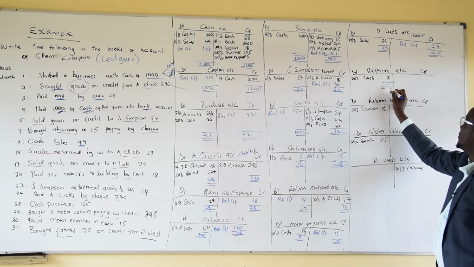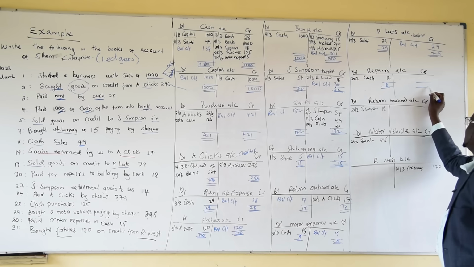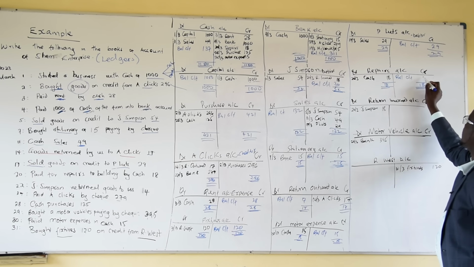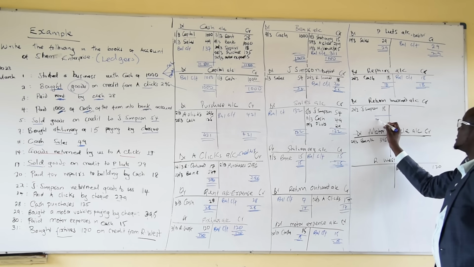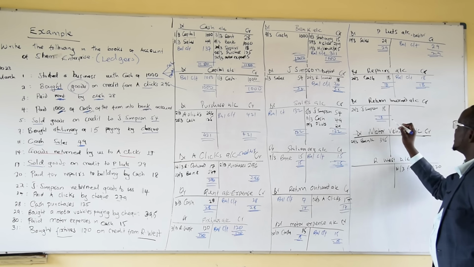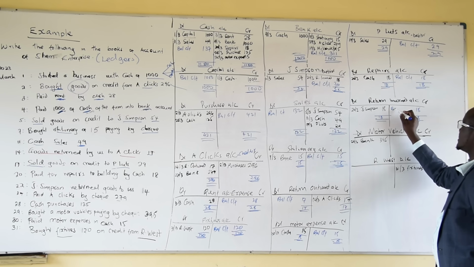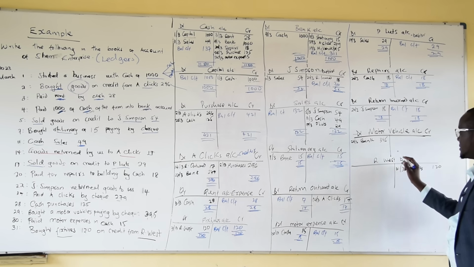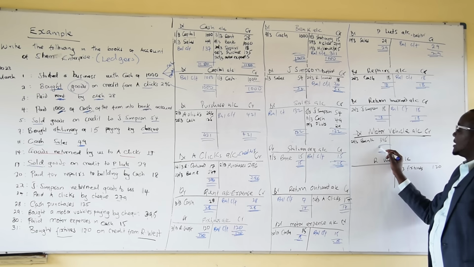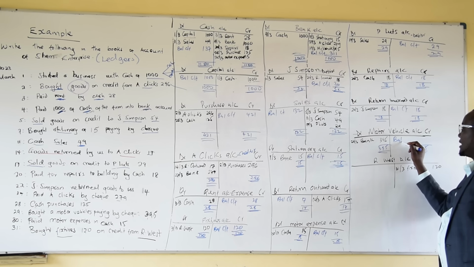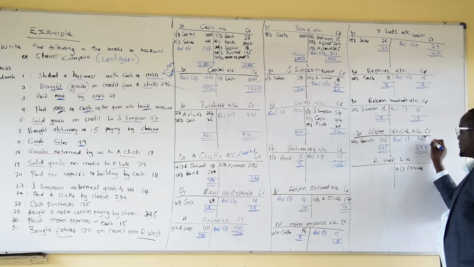This side is more with 18. I need this side to be 18. So here I add balance carried forward of 18. This side has 18. This side should also have 18. So here I add balance carried forward of 18. This side has 395. I need this side to have the same amount, 395. So I add here balance carried forward of 395.